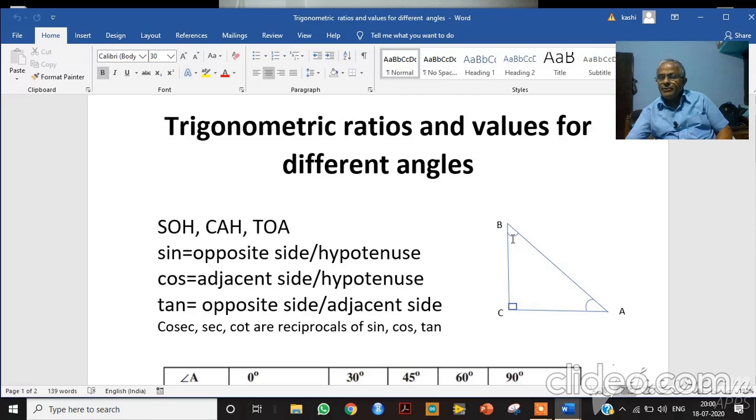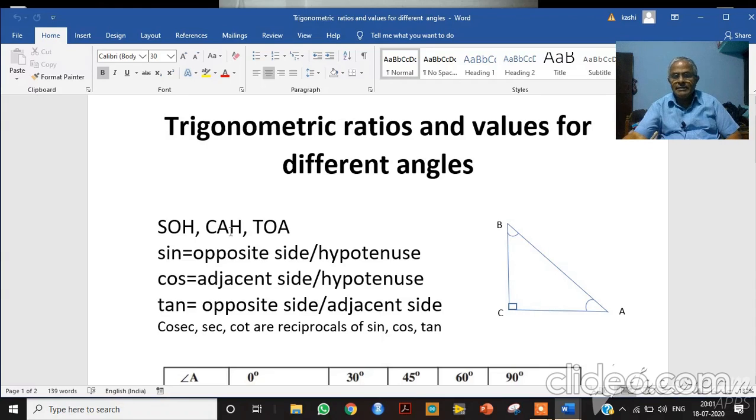Take the example of B. It changes from angle to angle. So what is the opposite side to B? AC is the opposite side to B. Which one is the adjacent side to B? BC is the adjacent side to B. And AB is the hypotenuse. You have to remember this. So you have to remember SOH. SOH means the sine function: for sine you take opposite side by hypotenuse.